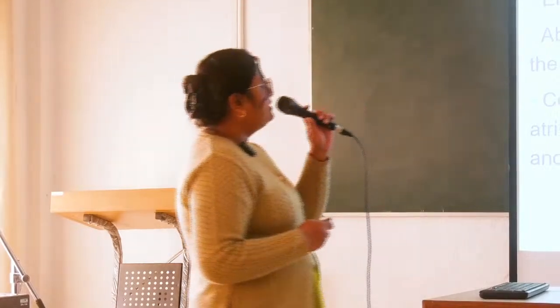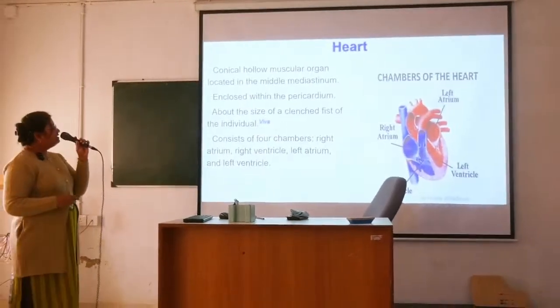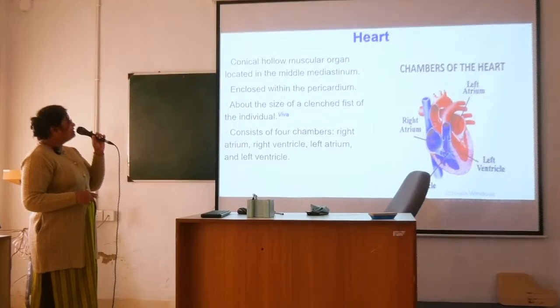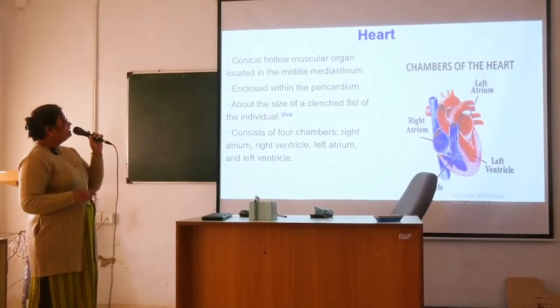So in the previous class we have read the different presenting parts of the heart. Okay. So today we will learn about the interior of the heart. Interior of different chambers of the heart. So heart is a conical hollow muscular organ located in the mediastinum, and it has 4 chambers, about the size of a fist of the individual.